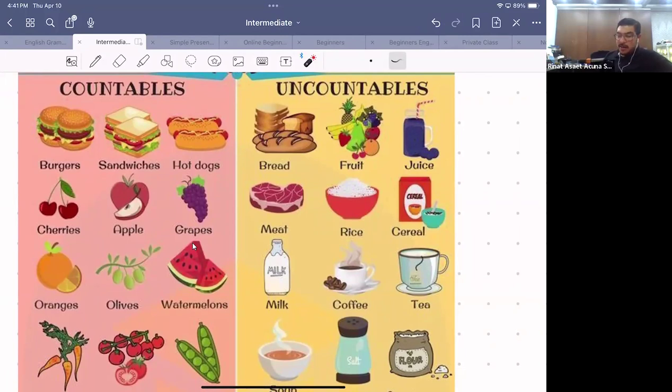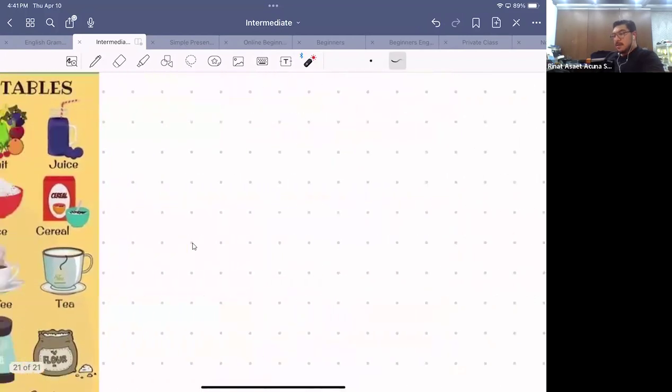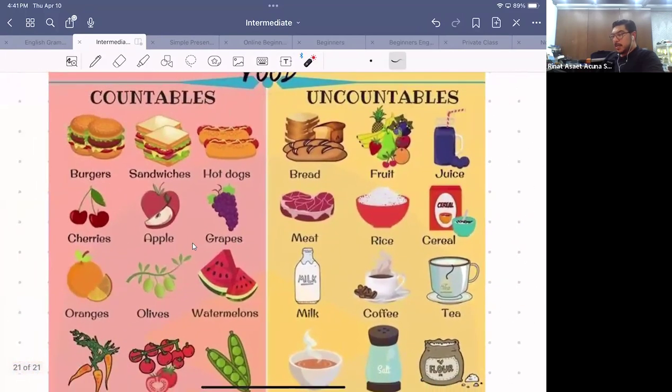Okay, we're gonna do this exercise. Vamos a hacer este ejercicio. I'm going to stop showing my screen. ¿Cómo dejo de compartir? I'm going to stop showing my screen.